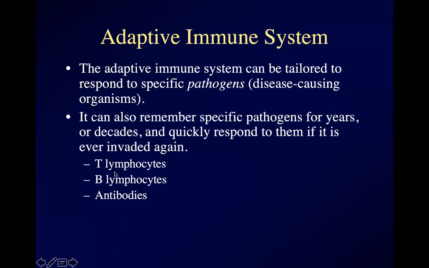And what we have to talk about here are two different types of white blood cell called T lymphocytes and B lymphocytes, and special proteins that B lymphocytes make called antibodies, which you've seen if you've ever accidentally kicked open an anthill. You've seen a bunch of little antibodies running around.